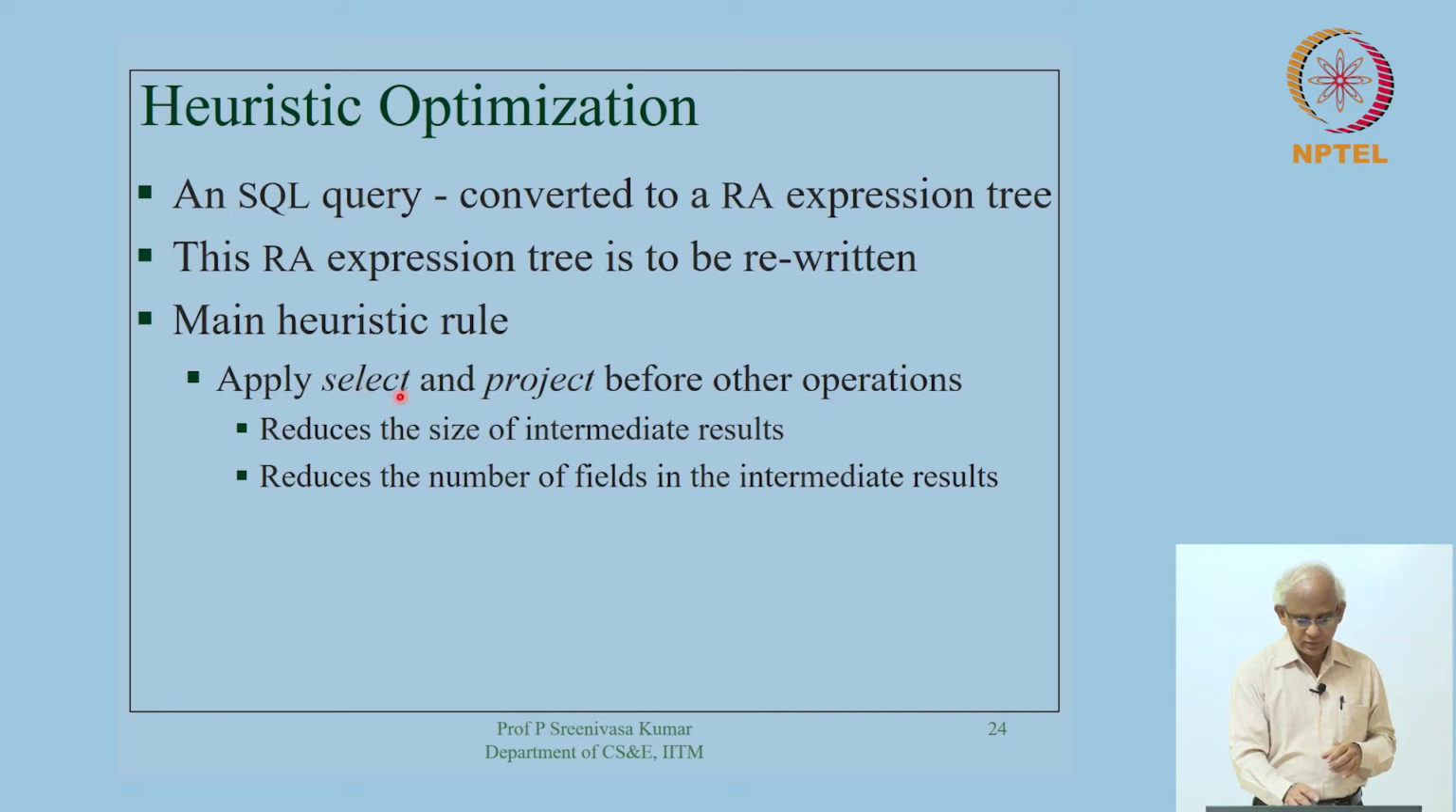The effect of applying this heuristic is basically that we will be able to reduce the sizes of these intermediate results. There are a lot of intermediate results. The internal nodes of the relational algebra tree are essentially intermediate results, right? And because projection also is being pushed as close to the leaves as possible, it also reduces the number of fields that are there in the intermediate results. So this is one of the main heuristic rules that we will apply.